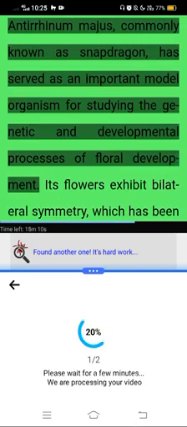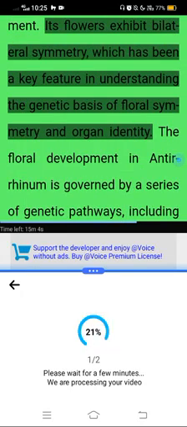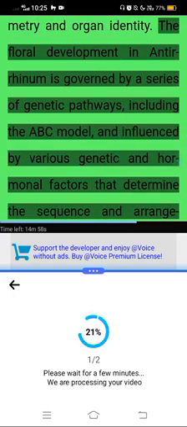Antirrhinum majus, commonly known as snapdragon, has served as an important model organism for studying the genetic and developmental processes of floral development. Its flowers exhibit bilateral symmetry, which has been a key feature in understanding the genetic basis of floral symmetry and organ identity. The floral development in Antirrhinum is governed by a series of genetic pathways, including the ABC model, and influenced by various genetic and hormonal factors that determine the sequence and arrangement of floral organs.